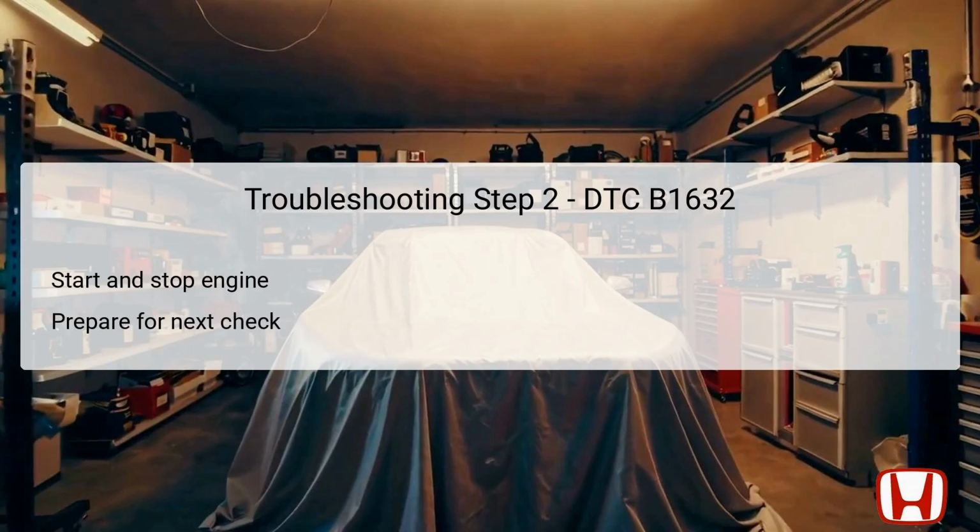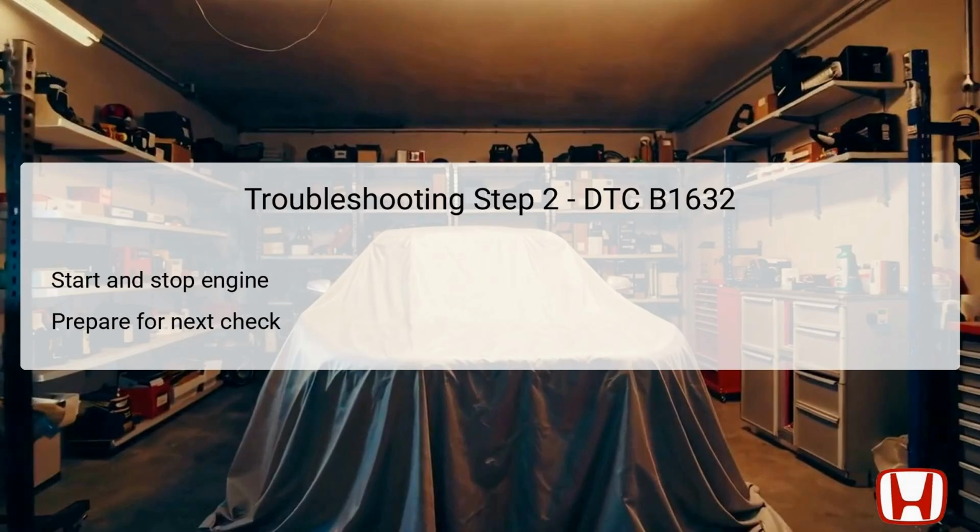After clearing the DTCs with the HDS, the next step is to start and then stop the engine. This action is essential to reinitialize the keyless system and recheck for any fault codes that may reappear. By doing this, you create a fresh environment to check for ongoing issues associated with the keyless access control system. Following this, the system is better prepared for a diagnostic scan, allowing for accurate data retrieval regarding the status of the vehicle's functionalities.